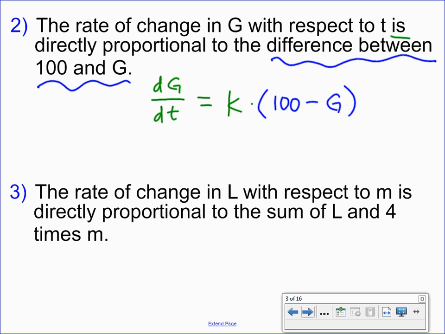Take a look at your number 2 translation and raise your hand if you had this. So do you have the difference 100 minus g? Good job, you guys. If you didn't, go ahead and fix it. We're going to practice translating and solving to find both the particular and general solutions to differential equations today. And today's a big deal.